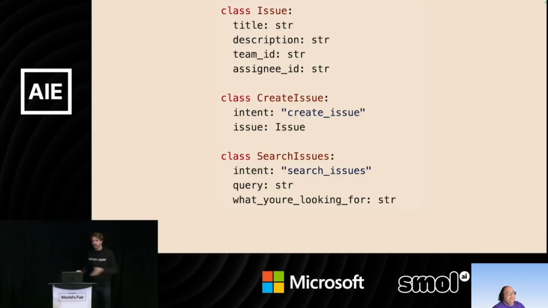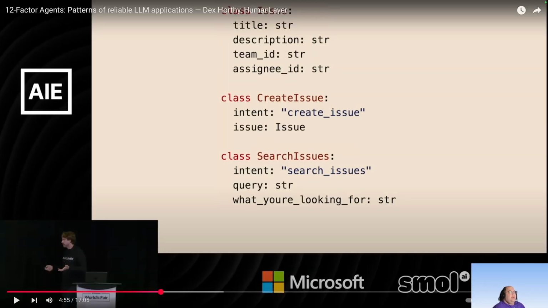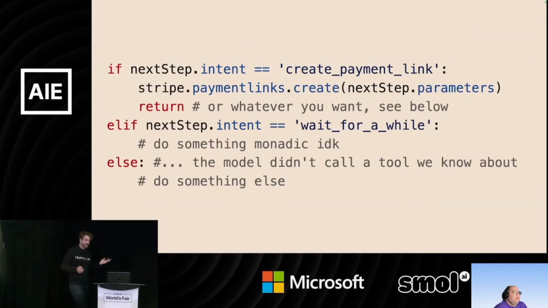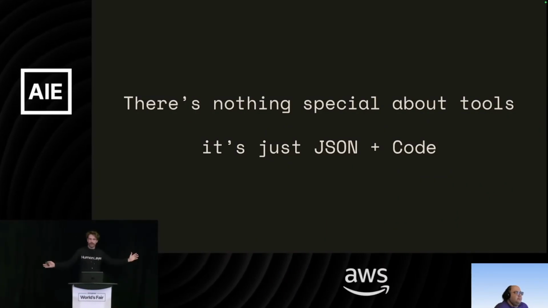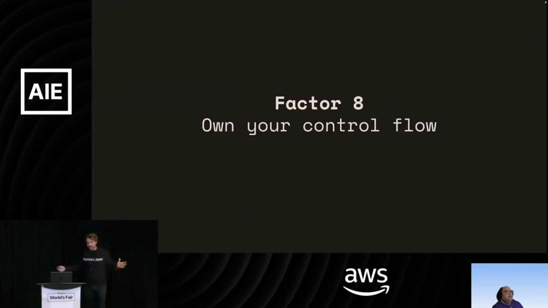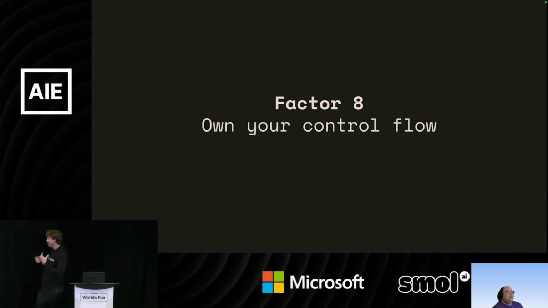So if you have structures like this, and you can get the LLM to output something that generates them, then you can pass it into a loop like this, or a switch statement like this. There's nothing special about tools. It's just JSON and code. That's factor four.